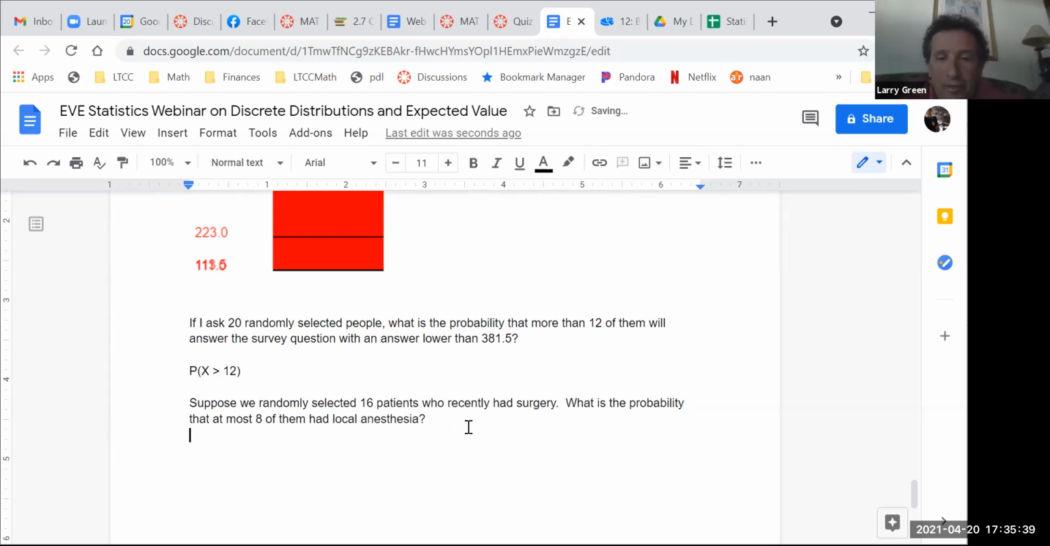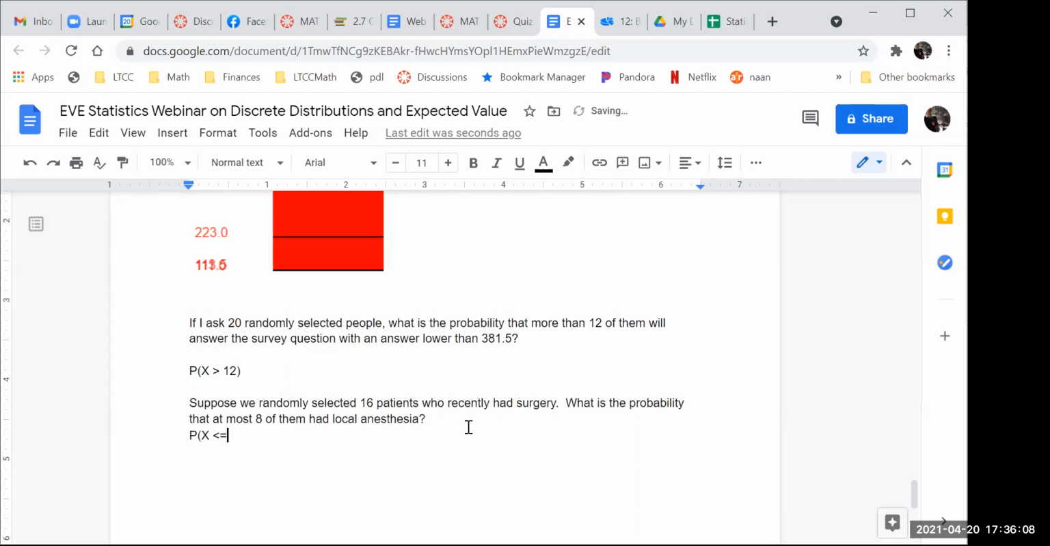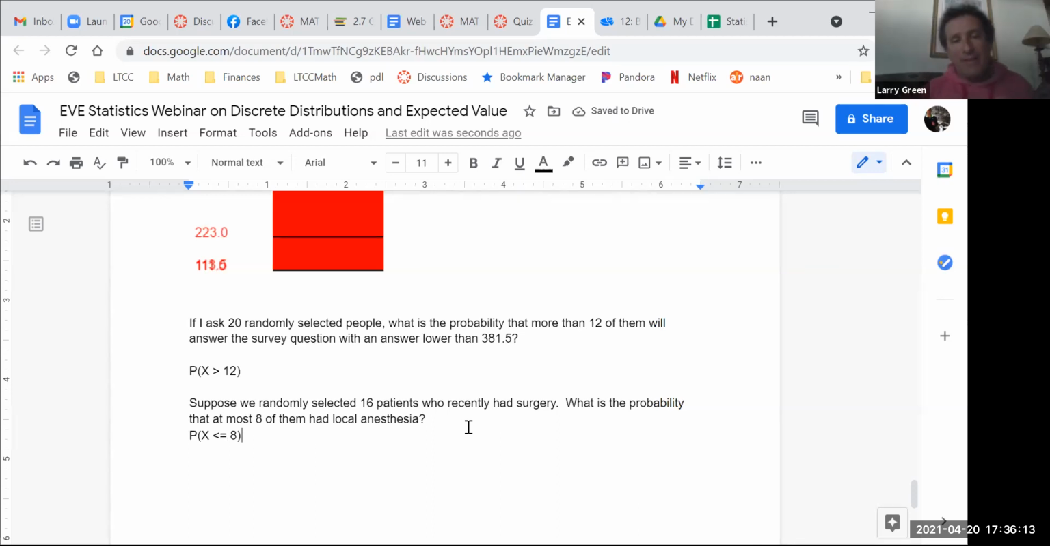Any questions on the question? All right, how do we answer this question? Well, let's write it down. It's always good to write in symbols. What's at most 8? X, what's the inequality? Less than or equal to 8. Yeah, less than or equal to 8. These aren't trick questions, but again, the more practice, the better.